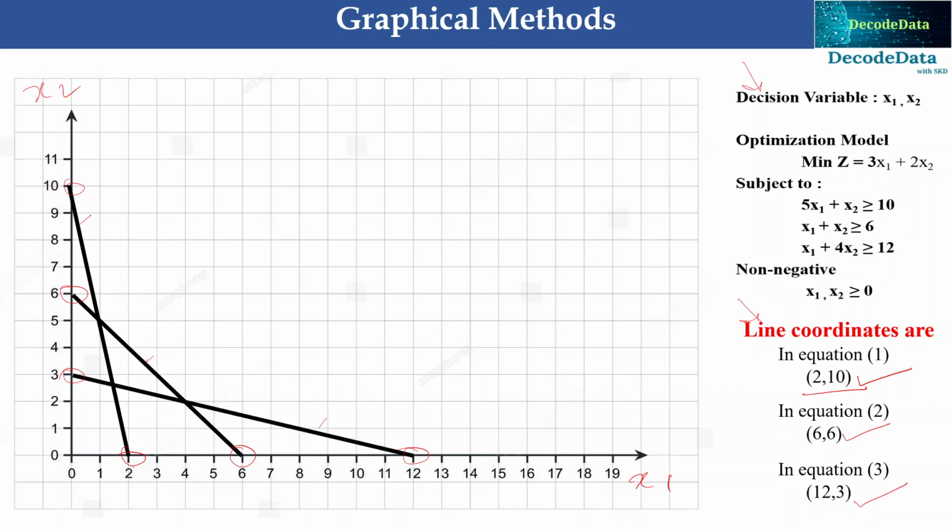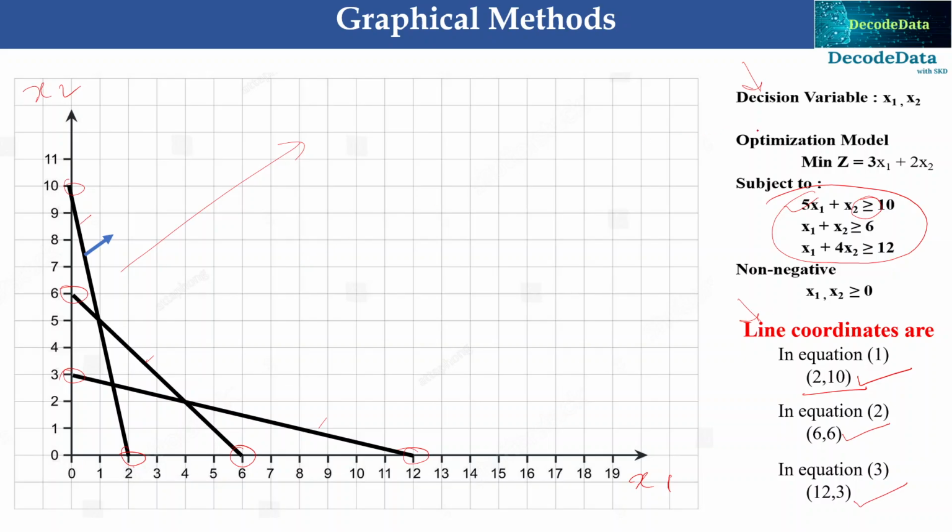Now, when the lines are drawn on the graph, the next step is to find the common area. For the common area, we move down to the constraints and check the sign they have. The first line has a sign of greater than or equal to. As I already told you, when the sign is greater than or equal to, we put the arrow towards the outer side, towards this side.